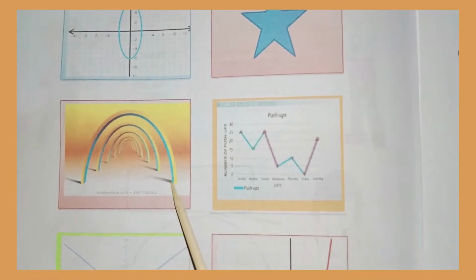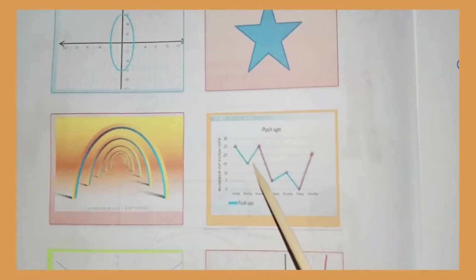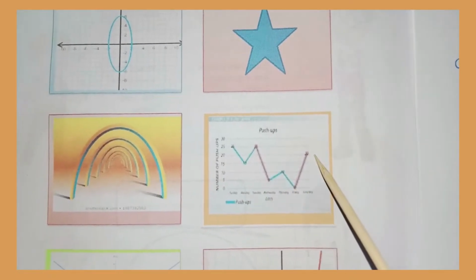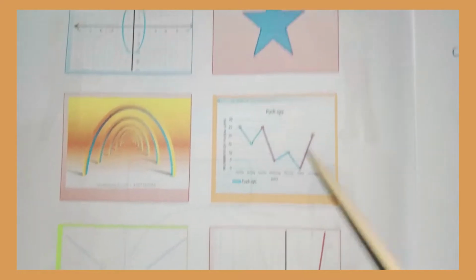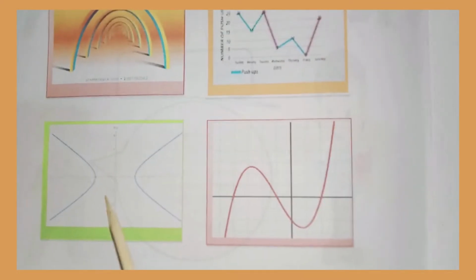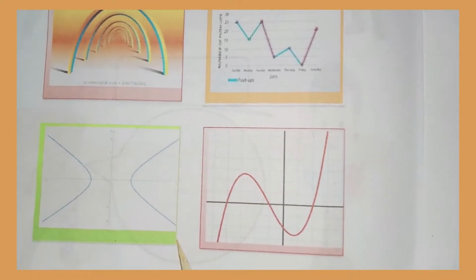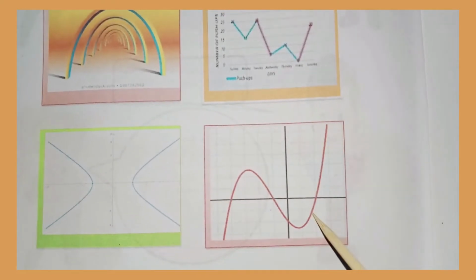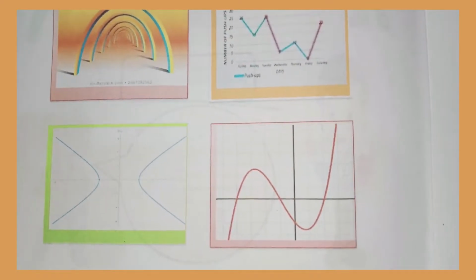Next, this one, it opens downward. Ito ay example ng parabola. Ito naman, wala naman tayo na-discuss kanina na ganito na graph. So, this one is not conic. Next, this one is a conic kasi isa siyang example ng hyperbola. And this one is not conic kasi wala naman akong diniscuss na ganitong shape.